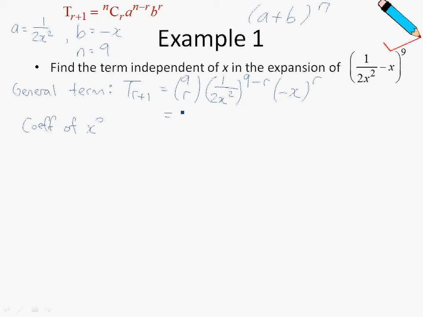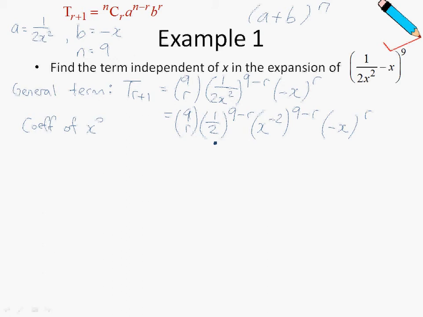So I'm just going to simplify this first. So 9 choose r. The simplification process can be quite tough at times, so I'm going to show you slowly. The power 9 minus r will go to the half, as well as the 1 over x squared. And 1 over x squared can be expressed in the form x to the power of negative 2. This is one of your laws of indices.